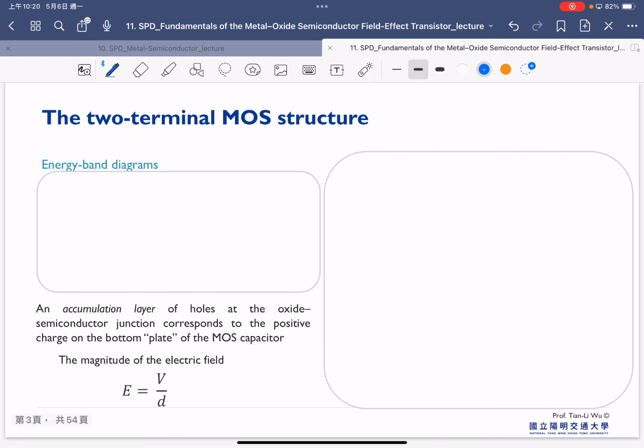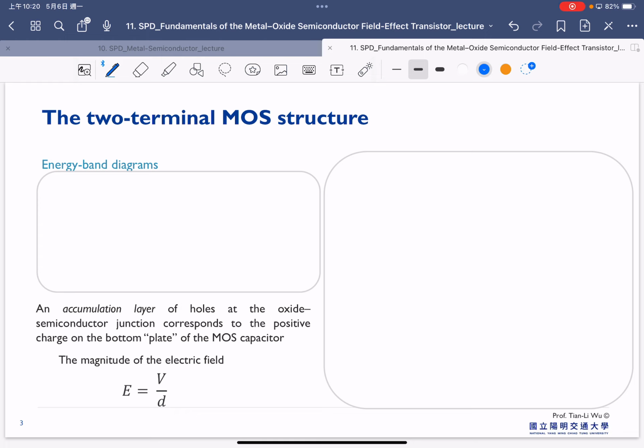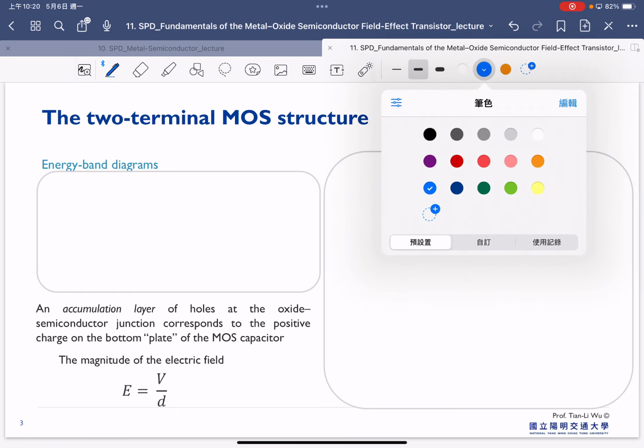And right now we will start to be interested in what happens if we apply the bias to this MOS structure here. The first case is that we only focus on the part that has the SiO2.